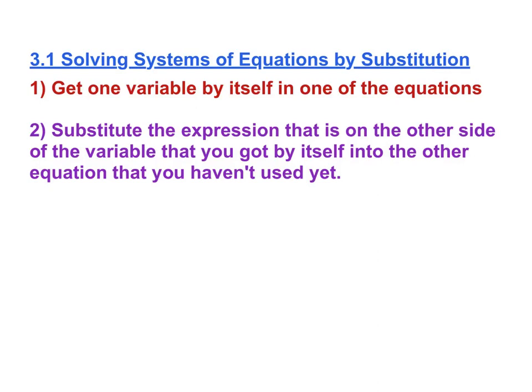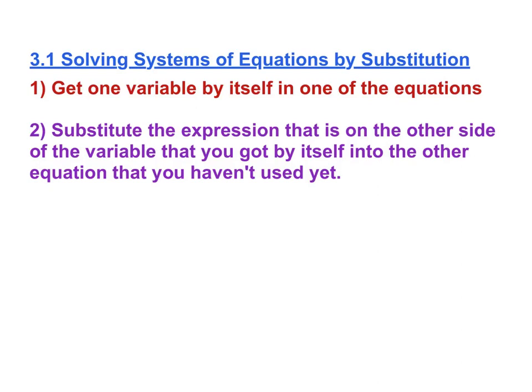The second step, now here's where it gets a little wordy, and it'll make a lot more sense when we go through the example. You're going to substitute the expression that's on the other side of the variable that you got by itself into the other equation that you haven't used yet. It's totally wordy. So here, let's say I get y by itself. So what's on the other side of y gets substituted into the other equation that I didn't use yet. Like I said, when we look at examples, this will make more sense, and when you go through it a few times, you won't even need to look at this anymore, but I just want to make sure we all get on the same page first.